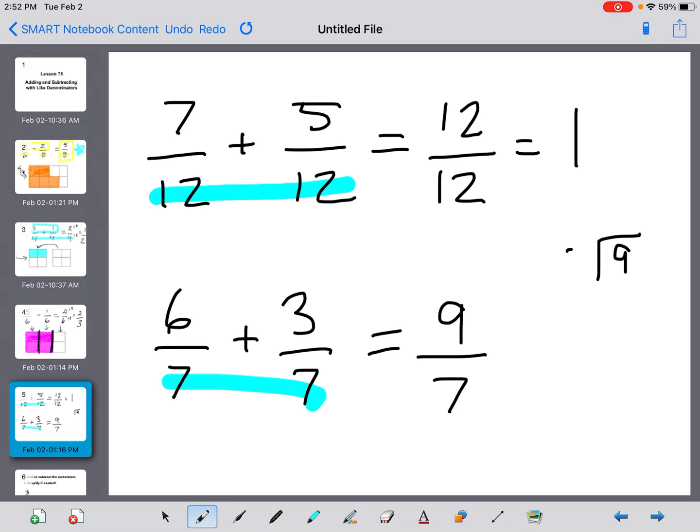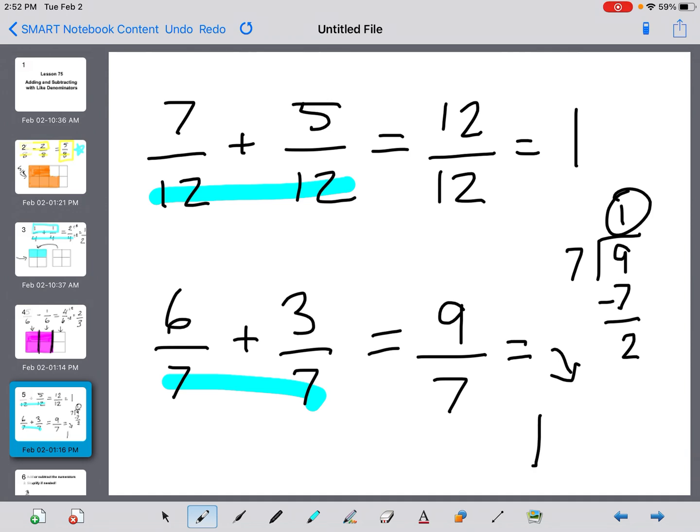So remember, maybe make some space by erasing that pizza over there. We take our numerator and we divide it by our denominator. We go 9 divided by 7. 7 goes into 9 one time. 1 times 7 is 7. We end up with a remainder of 2.